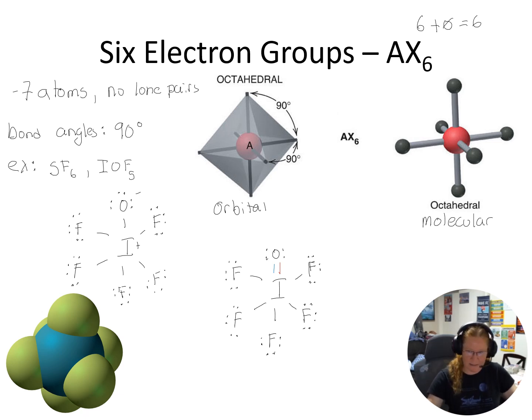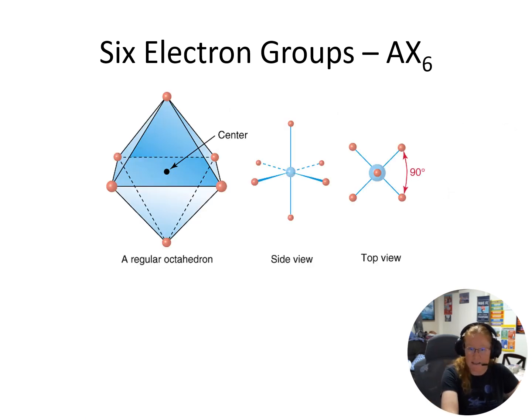So again, this is based off an octahedron. And so you can see in the center of that octahedron would be where our central atom is. And there are 8 faces, therefore octahedral. Okay. So our side view and our top view. Does it look any different? Not really.